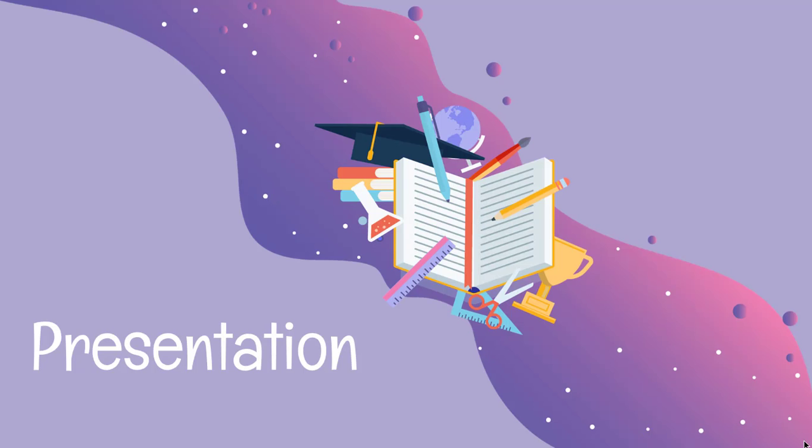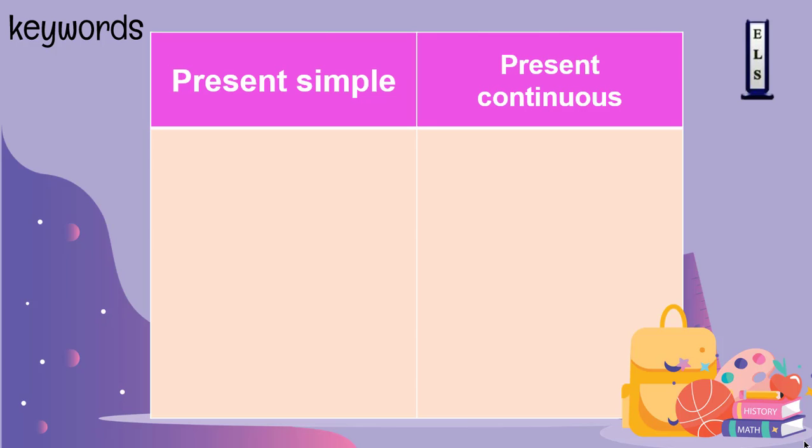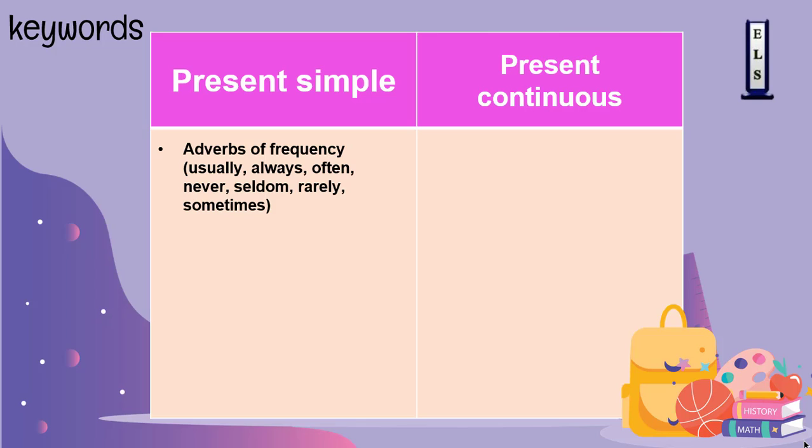Now, we are going to revise together the key words of the present simple and the present continuous. For the present simple, of course, we remember the adverbs of frequency. How frequently you do the action. Usually, always, often, never, seldom, rarely, sometimes, or on Mondays, or twice a week, once a week, or every day, every week, every month, or every year.